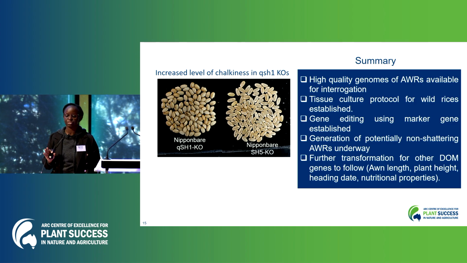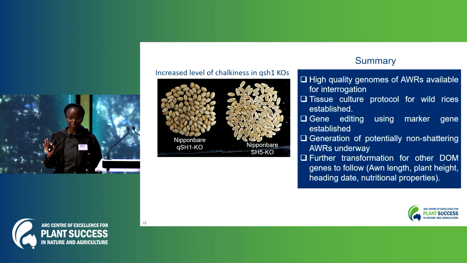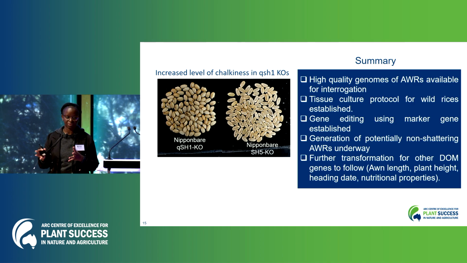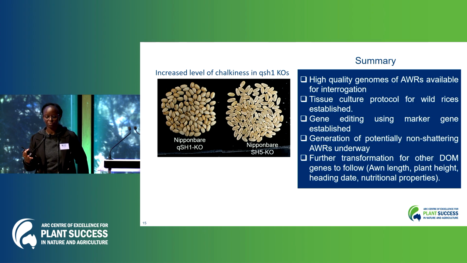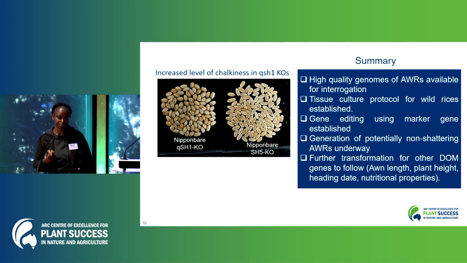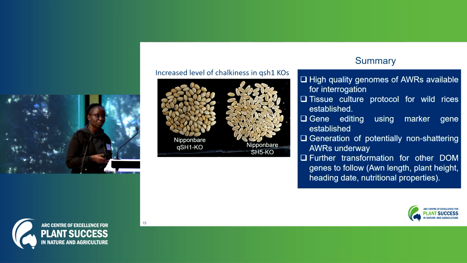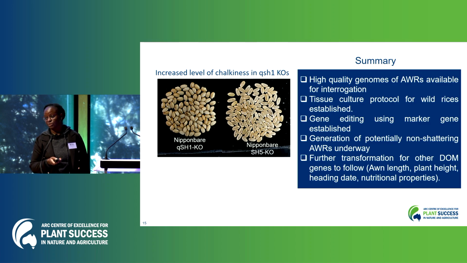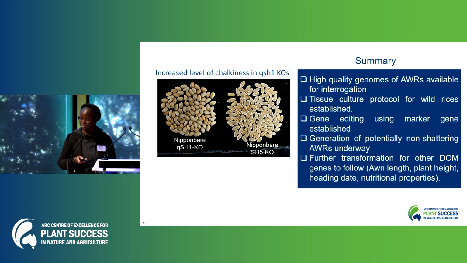and that will be a game changer, because now we can test other domesticated genes, and we can do away with the awns and do away with some of the plant height, the mass, and just produce a product at the end that will be a wild rice that is attractive, of high value, palatable, and can be adapted not only to the northern part of Australia but to the rest of the world. And so thank you, and I'm open to questions.